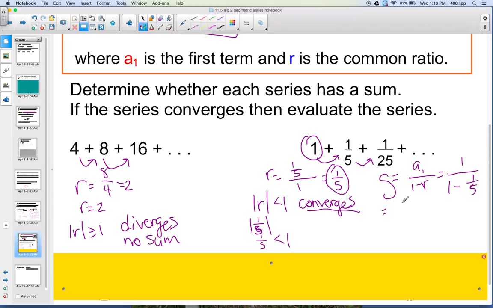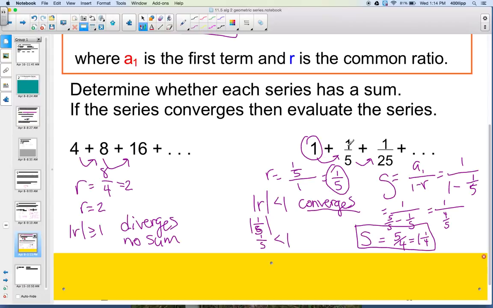Okay, evaluating some more. 1 over, I can change this to 5 over 5, so I have a common denominator, minus 1/5. 5 minus 1 is a 4. So 1 over 4/5. And I know that when I'm dividing by a fraction, I'm going to multiply by the reciprocal and therefore get my sum to be 5 over 4, which is the same as writing 4 goes into 5 one time with 1 left over, 1 1/4. So this is what the sum is actually approaching, 1 1/4.